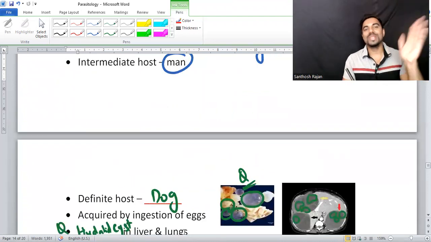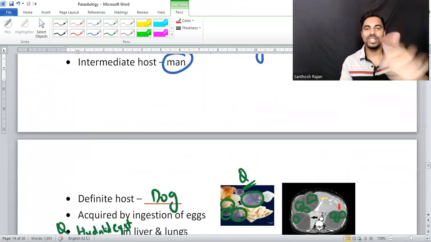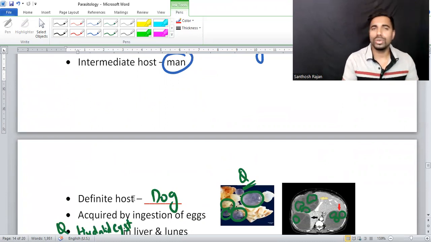One part of the helminths is now over, meaning we finished trematodes and cestodes. Only the roundworms remain, which we will talk about in the next class. It's very easy, guys. Whatever I told are the important points. I'm not stressing too much on the individual life cycles.